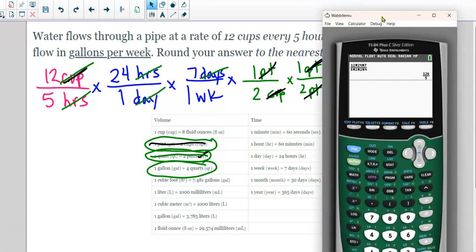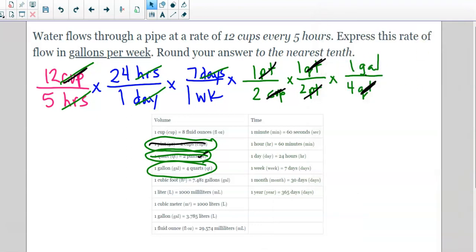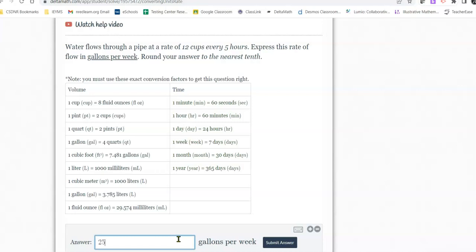They want it rounded to the nearest tenth, so I'm actually going to convert this. I can either do 126 divided by 5 myself, or I can press the math button and say turn my fraction into a decimal. So take my answer and turn it into a decimal. It's 25.2, round to the nearest tenth. That's perfect. So we're going to write 25.2 in our response down here.